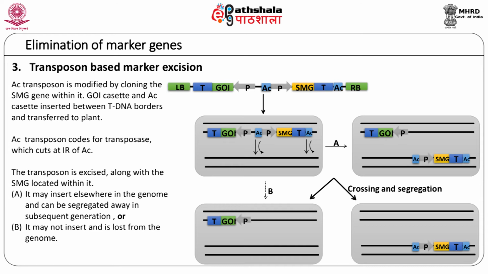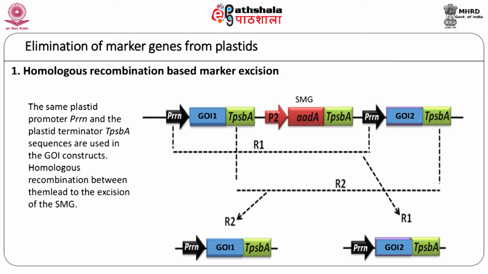Transposition may result in reinsertion of the modified element along with the selectable marker gene. If reinsertion occurs in an unlinked position, marker-free progeny may be obtained after crossing and segregation. Alternatively, if no reinsertion occurs after excision of the modified transposable element, it can also result in the loss of the selectable marker gene. Homologous sequences may be the plastid promoters (Prrn) and transcription terminators present on the vector used for inserting the transgene.